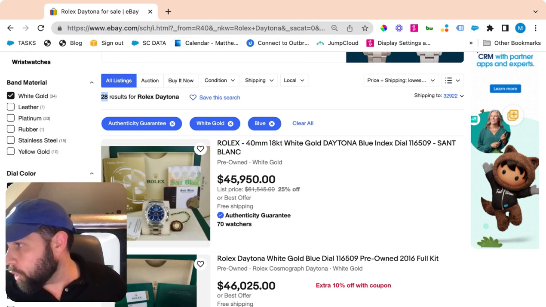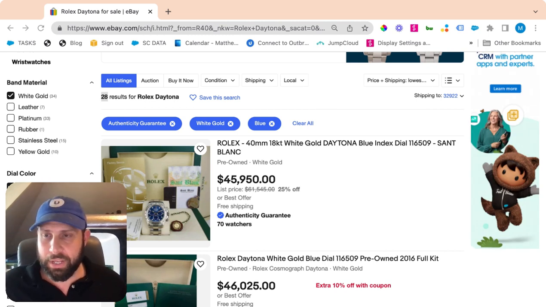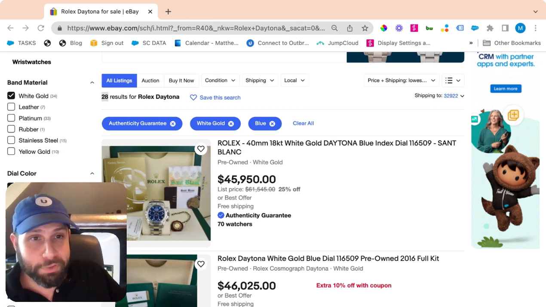So what am I going to do? I'm going to open up my notes and put this in my little notepad. Say, hey, new notes, blue dial Daytona, okay, and they're 28 supply. Okay, take my notes out, and move on. Now, very simple. This is super simple.